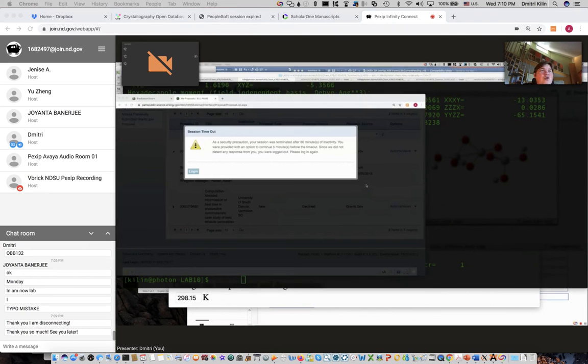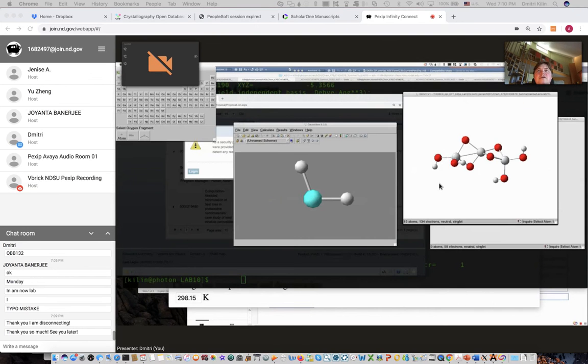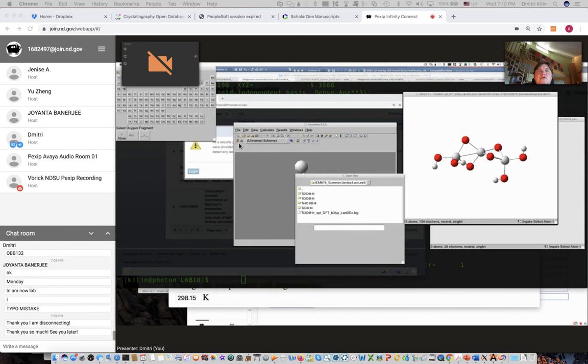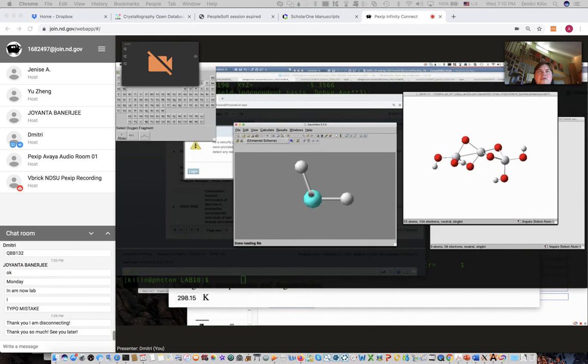Let me open it. It's interesting. Open. One more step. View. Log files. Lab 10. DFT. This loop.